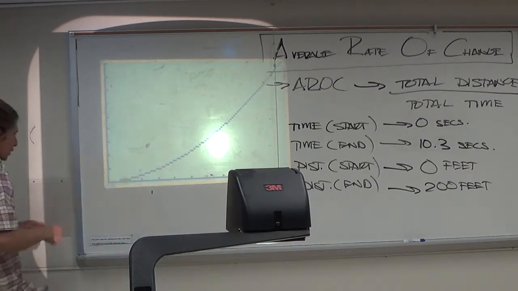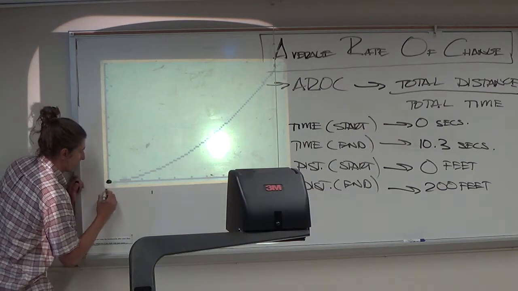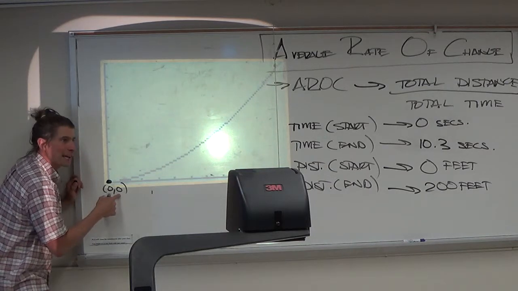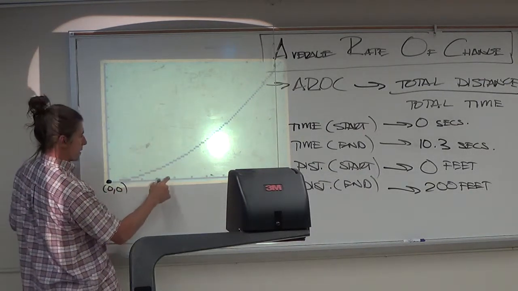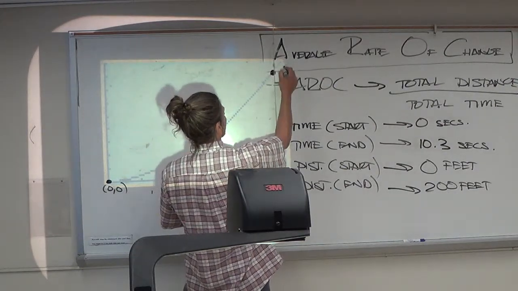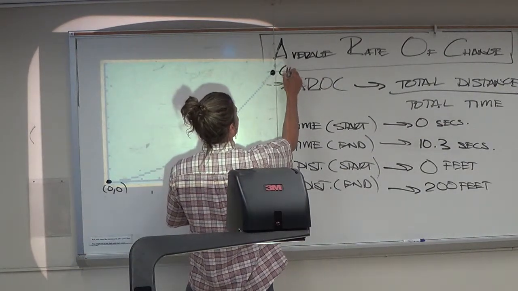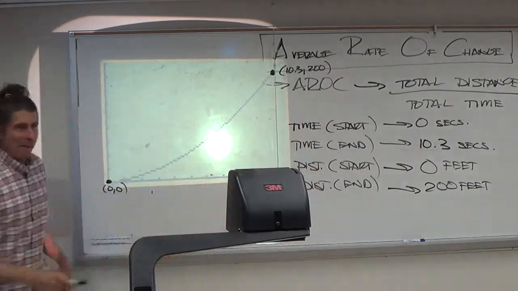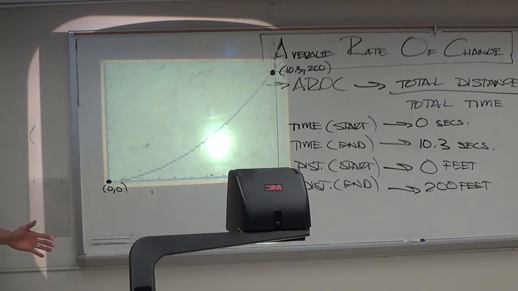So here I am at the start. Here I am at 0, 0: 0 feet, 0 seconds. 1, 2, 3, 4, 5, 6, 7, 8, 9, 10.3. Here I am at the end: 200 feet at 10.3 seconds. Okay? How does that 19.4 play into this picture? It does play into this picture, but how does it play in?